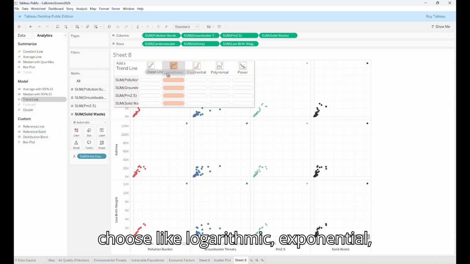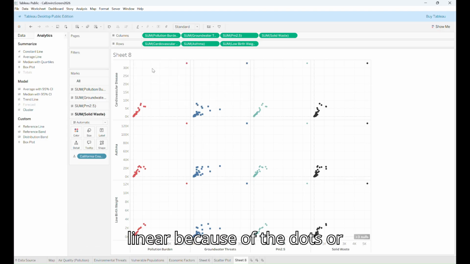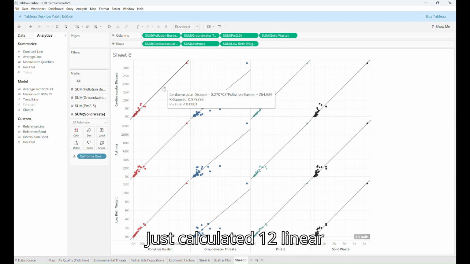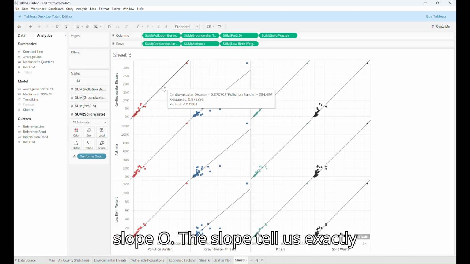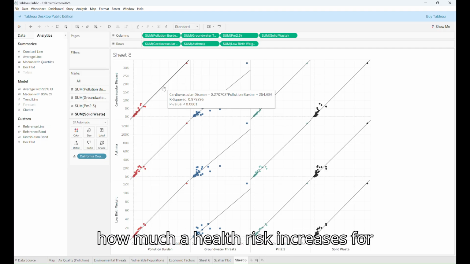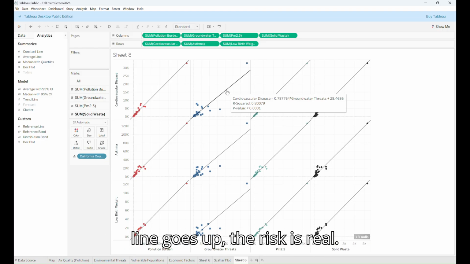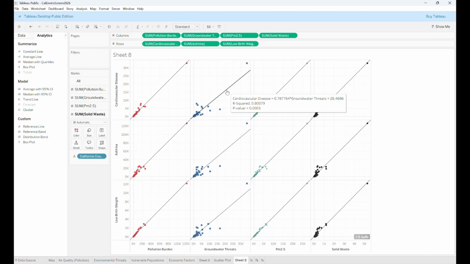We can choose logarithmic, exponential, polynomial, or power, but we're going to choose linear because of the trend we have in the dots. Tableau just calculated 12 linear regressions using the formula y equals a plus bx. A is our intercept, and b is our coefficient, called the slope. The slope tells us exactly how much a health risk increases for every unit of pollution added. If the line goes up, the risk is real. We are no longer guessing, we are measuring the weight of the burden.